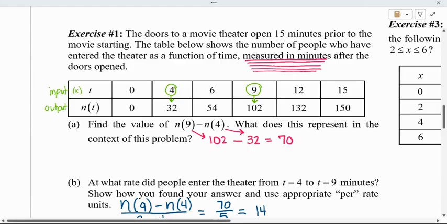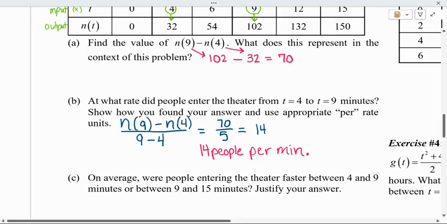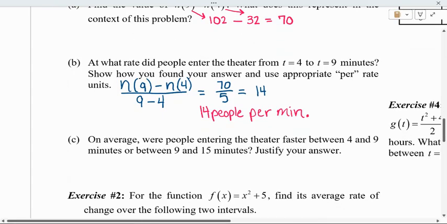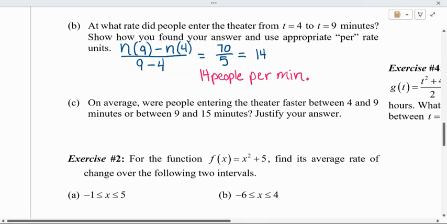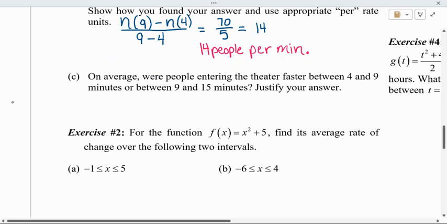Time is what unit? It's minutes. So 14 people per minute. 14 people per minute. It helps if you keep your eyes open, bud. So on average, were people entering the theater faster between 4 and 9 minutes or between 9 and 15?